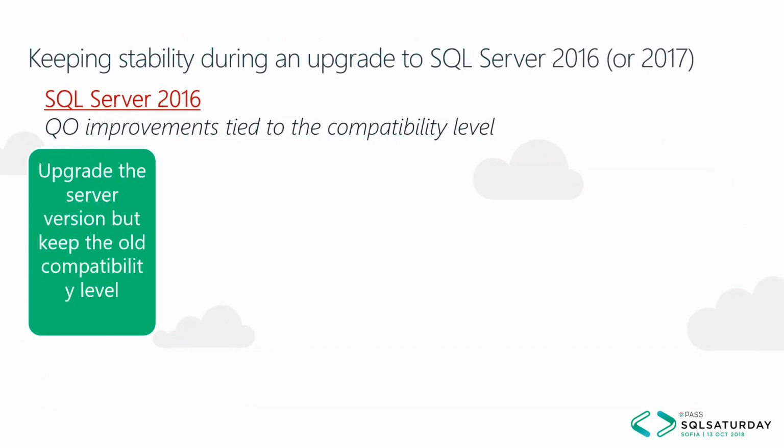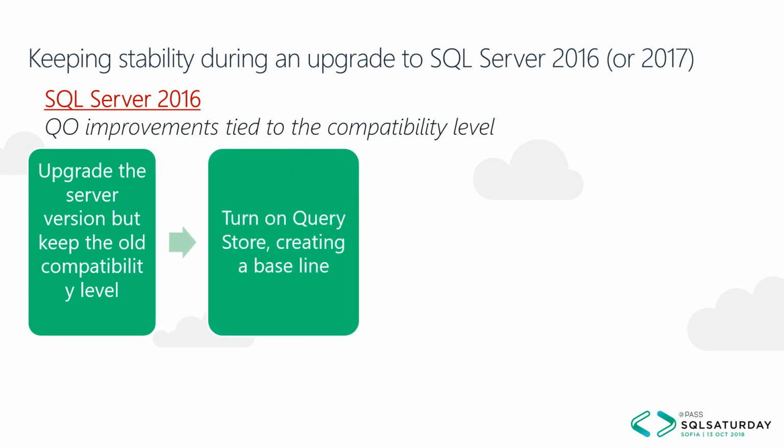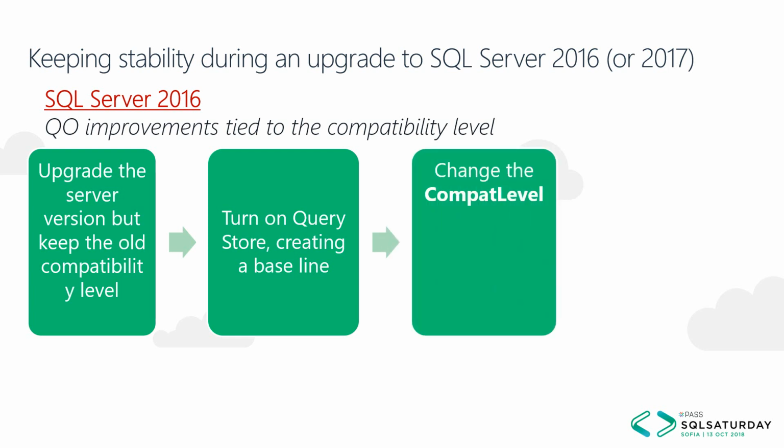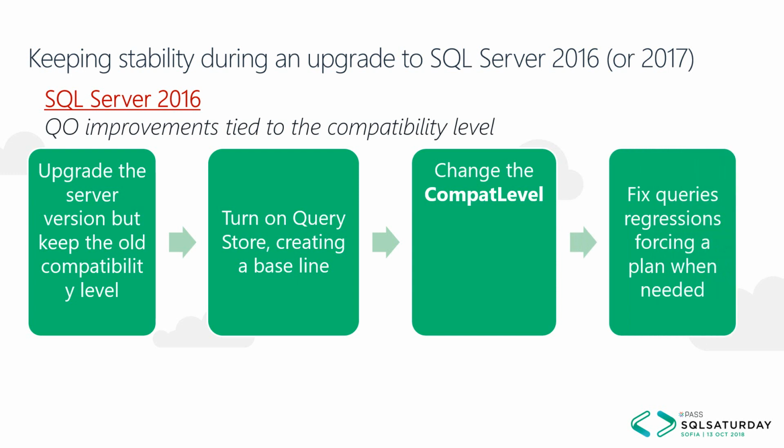Summarizing this part about upgrades to different versions. We upgrade the server version and keep the old compatibility level. Turn on Query Store to create a baseline. Change the compatibility level. And then fix query regressions, forcing plans.